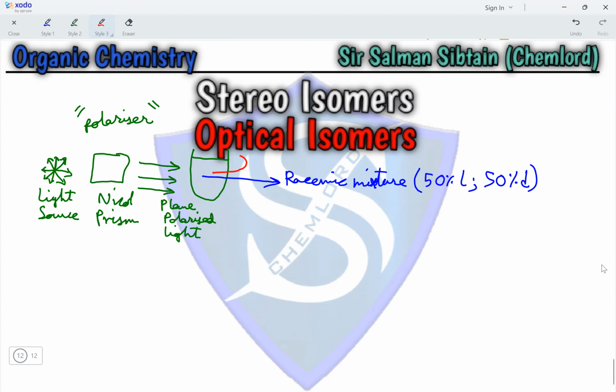If this mixture has the plane polarized light bending in the anti-clockwise direction, that means the isomer present in our mixture is the L isomer. And the full form of L here is known as levo, laevo, rotatory. That is all we need to know as far as the name of the isomer is concerned. It's called a levorotatory isomer. And if the light is bent in the clockwise direction, that means our mixture contains the D isomer, and the full form of D here is known as dextrorotatory.